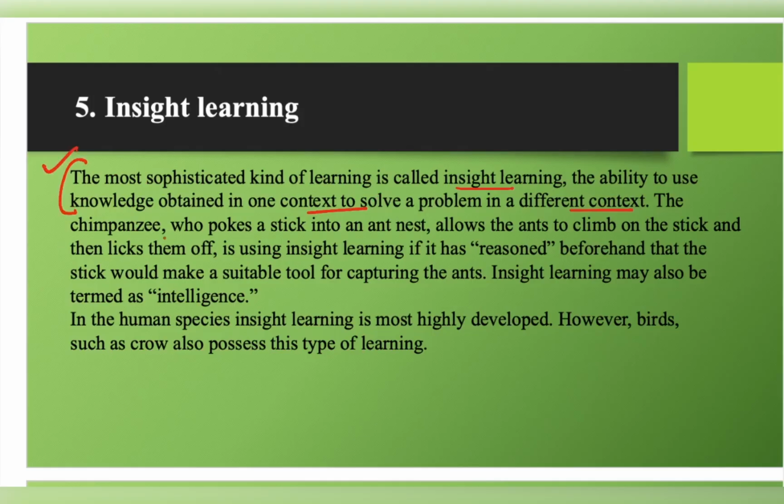For example, the chimpanzee who pokes a stick into an ant nest, allows the ants to climb on the stick and then licks them off, is using insight learning if it has reasoned beforehand that the stick would make a suitable tool for capturing ants, isn't it? So in insight learning, you use the knowledge obtained in one context to solve another problem. Sometimes it is also termed intelligence. In the human species, insight learning is the most highly developed learning, and it is also seen in chimpanzees likewise.